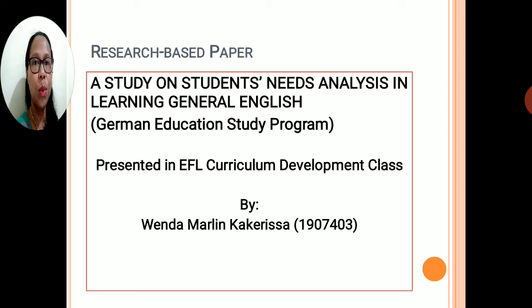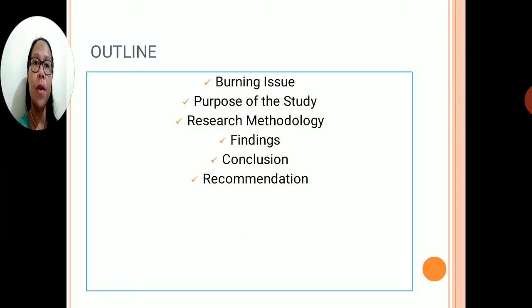I'm Wenda Kakerissa, and this is my research-based paper entitled A Study on Students' Needs Analysis in Learning General English in the German Education Study Program. Here is the outline of my presentation. I will be talking about burning issues, purpose of the study, research methodology, findings, conclusion, and the last one is recommendation.